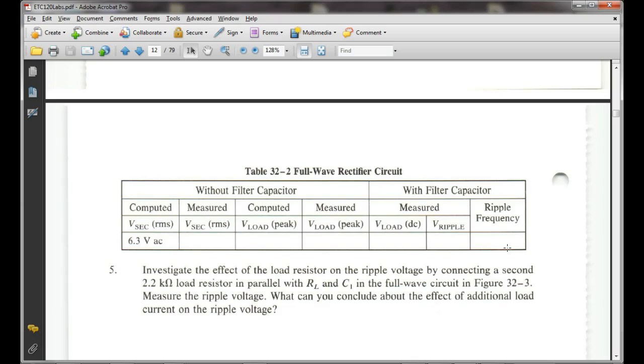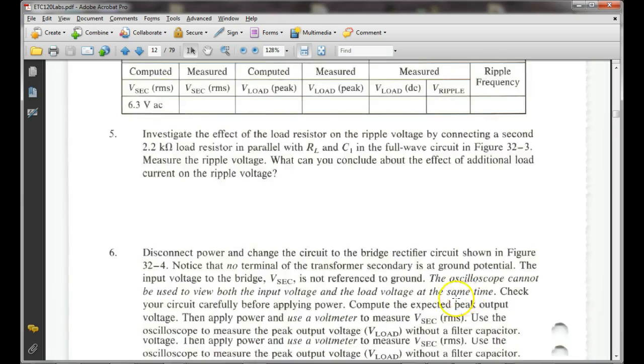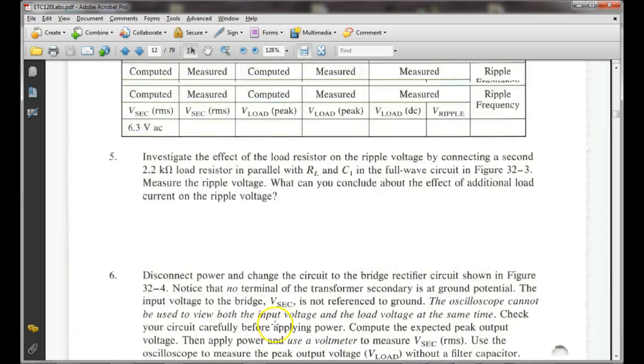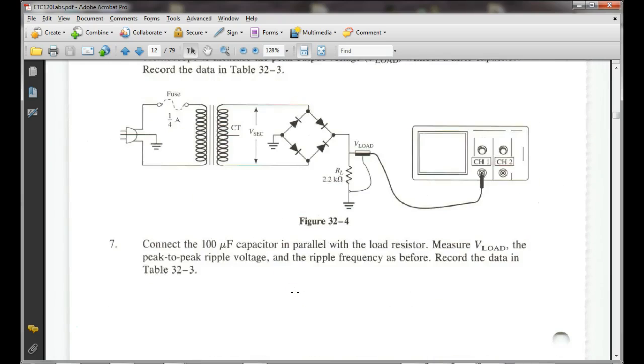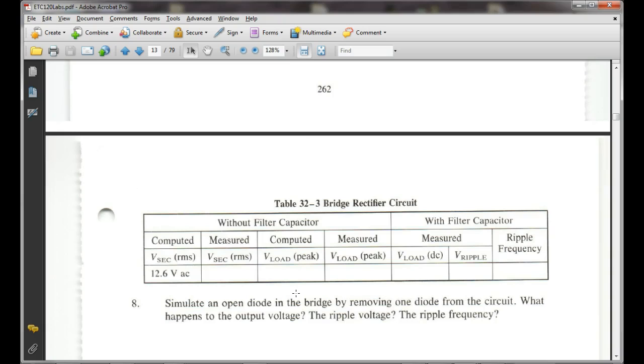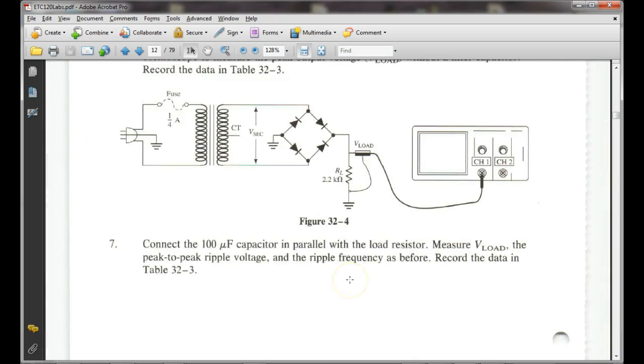Of course, here our secondary is going to be 6.3, but remember that 6.3, odds are it's going to be a little higher because we're not fully loading the transformer, right? So what they want you to do for your math is measure, right? Okay. And then we'll put a 100 microfarad capacitor across that too, see how it jumps up and how much of our DC pops up there. And then we go to a bridge rectifier.